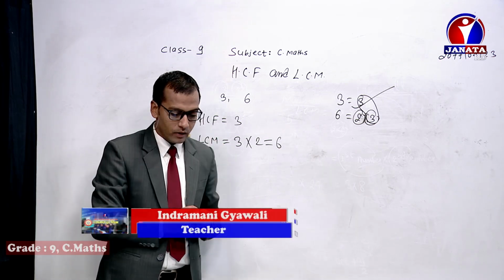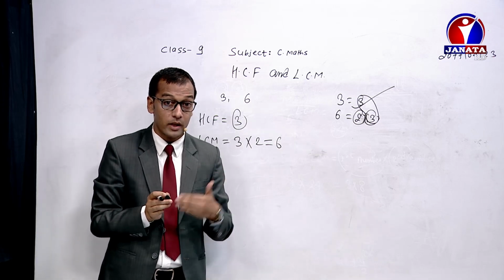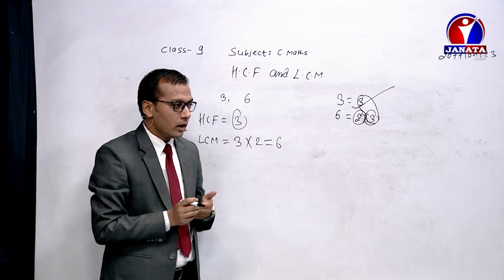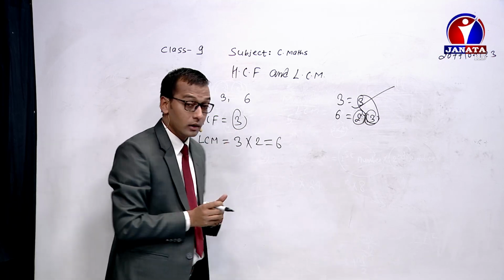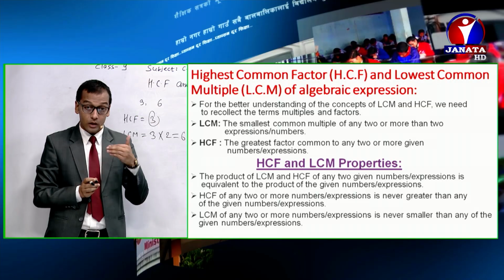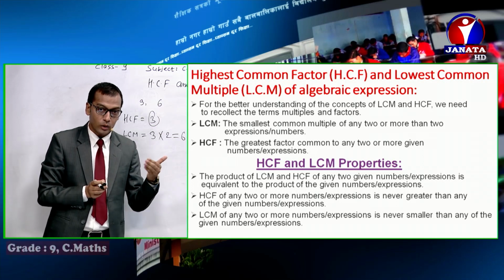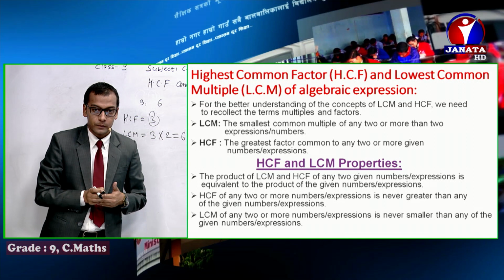So the HCF of any two or more numbers is never greater than any of the given numbers. Here the HCF is 3. So the HCF of two numbers, or more than two numbers or expressions, is never greater than any of the given numbers. Similarly, the LCM is never smaller than any of the two or more given numbers.